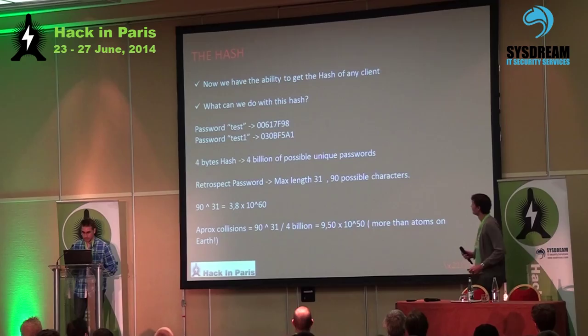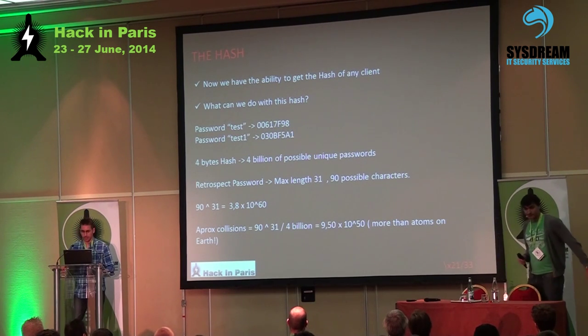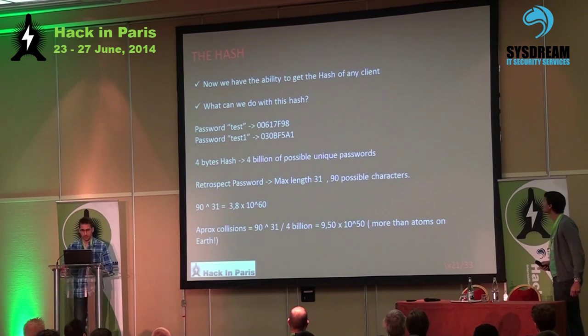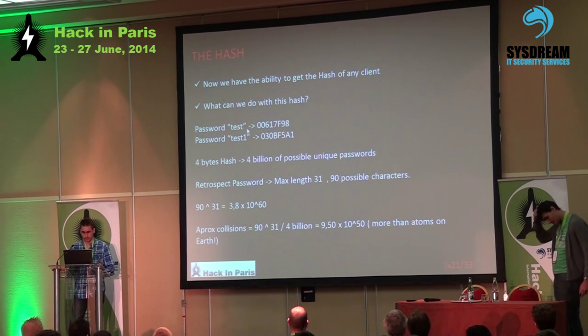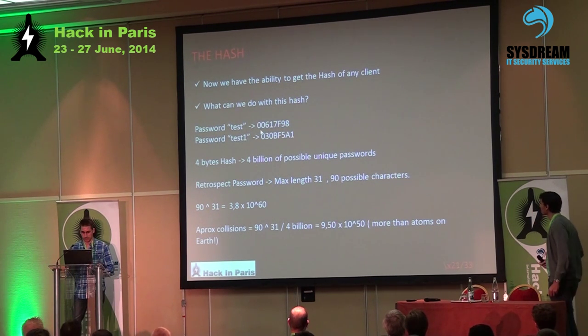So now we have the ability to get the hash of any client, okay? But what can we do with this hash? As you can see here, we have the hash of the password test and the hash of the password test1. It's always a 4 bytes hash, and it changes completely, as you can see here. So it's a 4 bytes hash, so we have 4 billion possible unique hashes.